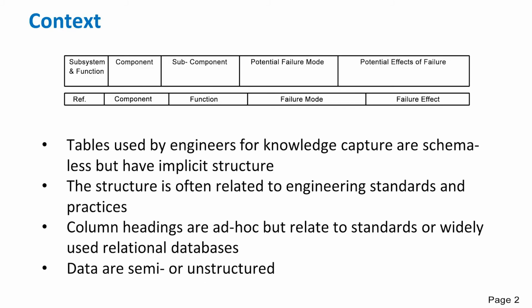A number of tables made by engineers have an implicit structure. The engineers know how the columns are related to each other. However, there is no written or separately documented schema. In this slide, for instance, the engineer knows that subcomponent is a part of component, and failure effect refers to the failure mode of the subcomponent. However, there is no formal schema that captures this knowledge to somebody who is perhaps not an engineer or familiar with this particular process.